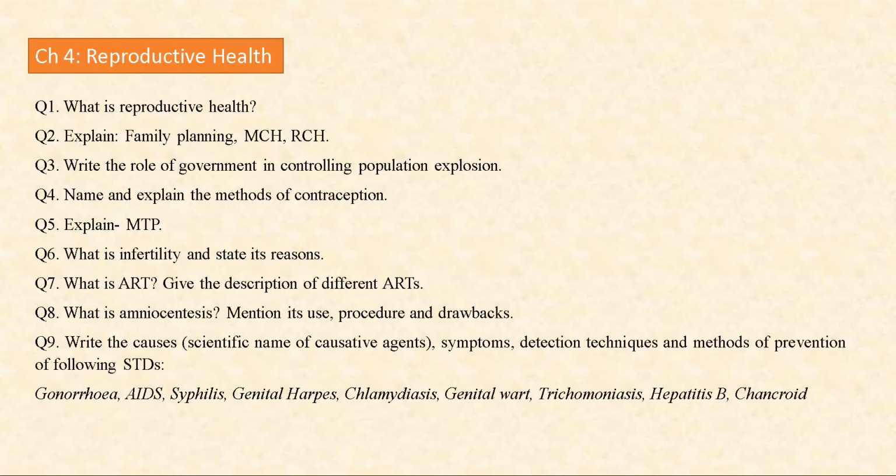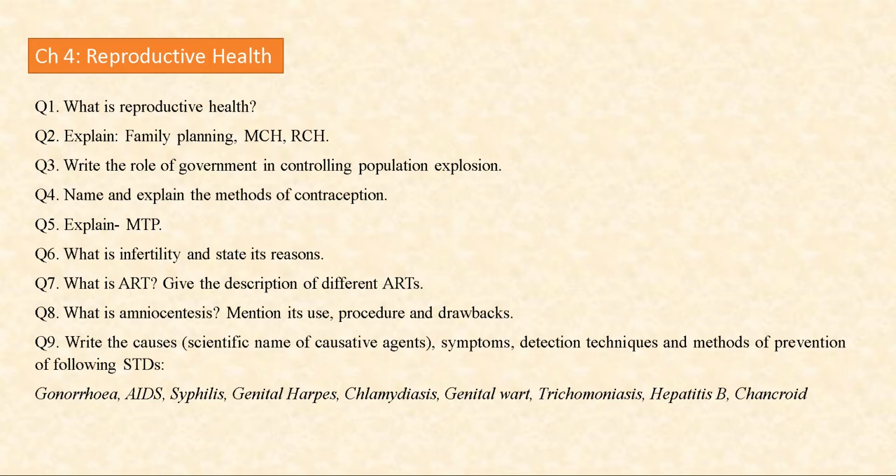Then the last chapter of this unit is chapter number 4, reproductive health. And the main important questions are: what do you mean by reproductive health? Explain about family planning, MCH, RCH. Write the role of government in controlling population explosion. Name and explain the methods of contraception. Okay, different contraceptive methods are there: chemical methods, barrier methods, surgical methods.